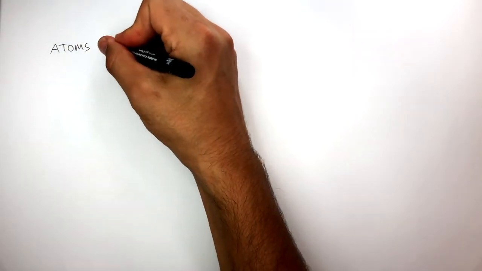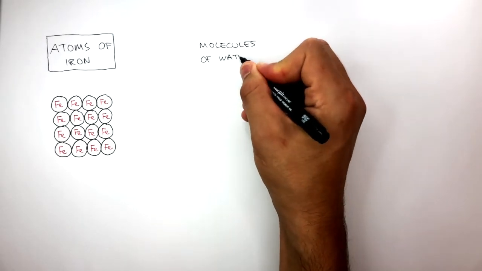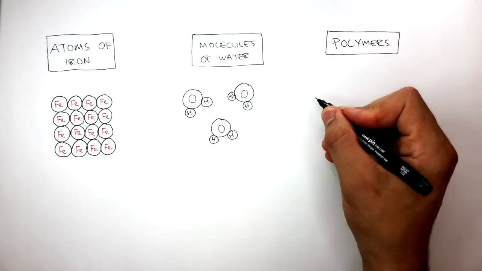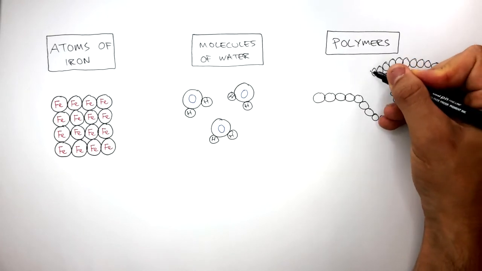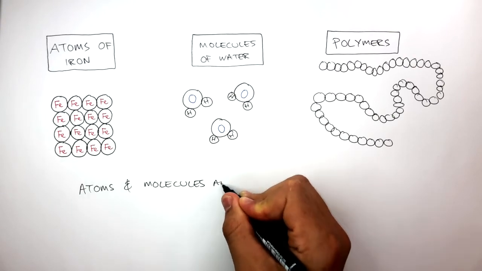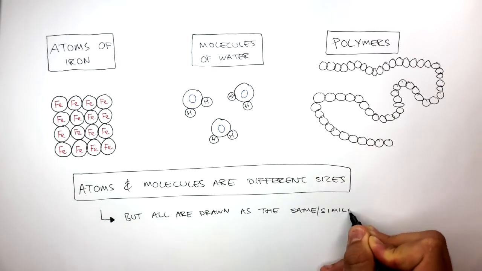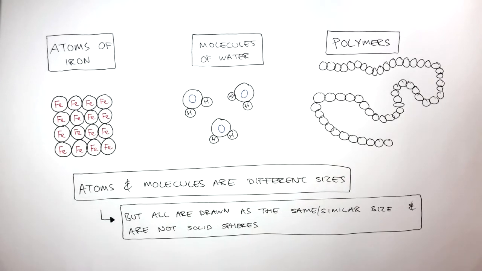So atoms of iron can easily be displayed using the particle model, as shown below. So too can molecules of water, shown here. And finally, polymers as well, which means very large molecules, which is why we have a chain of atoms bonded together, as shown here in this diagram. But the problem is, atoms and molecules are different sizes, but all are drawn as the same or similar size and are not solid spheres, as shown in the diagrams above.